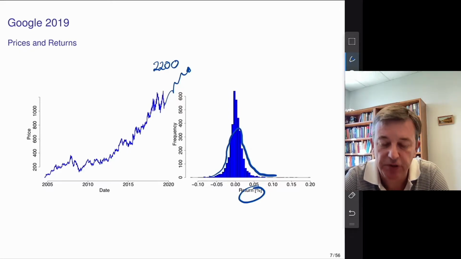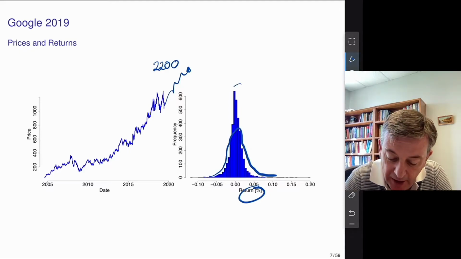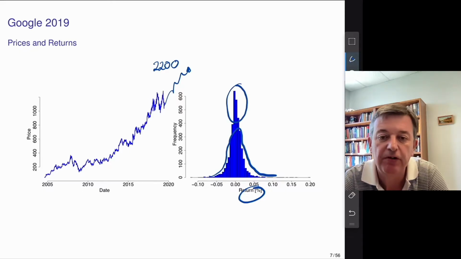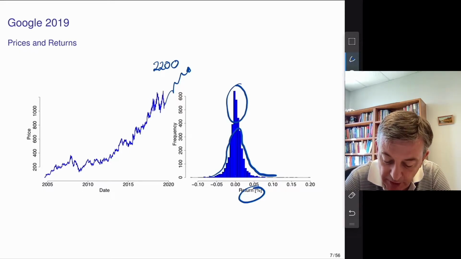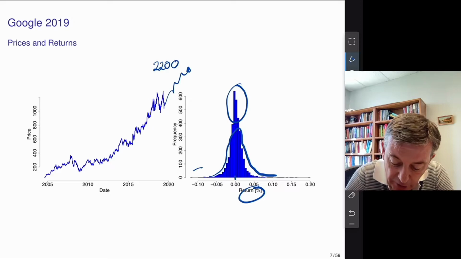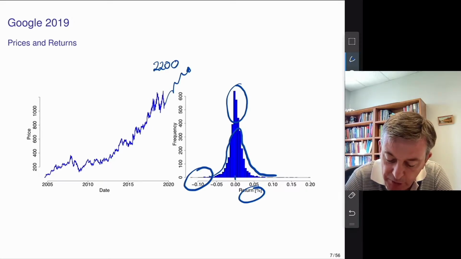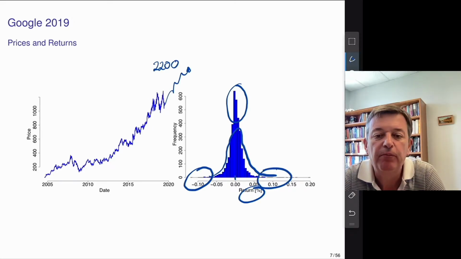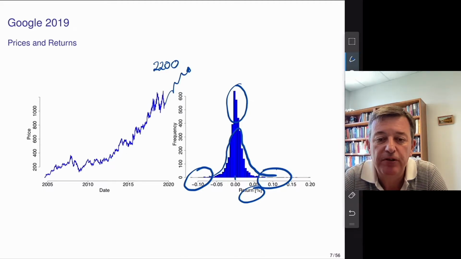Now, there's a couple of things you can observe. Rather interestingly, Google stock stays the same. So here's the zero return level. Google stock stays stationary more often than you would have thought from a normal. And then it also has more extreme moves than you would have thought from a normal. So there's a number of places where this normal distribution doesn't fit.